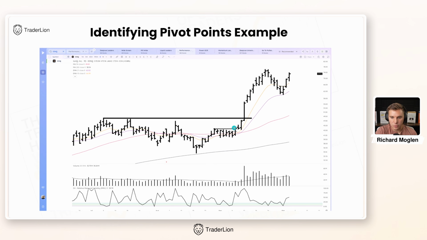And on this day, it breaks through the range. We have another tight day, a setup day. We'll talk about this in just a minute. Reconfirms, base breakout, and we're off to the races. So that's another example of drawing these pivots in.